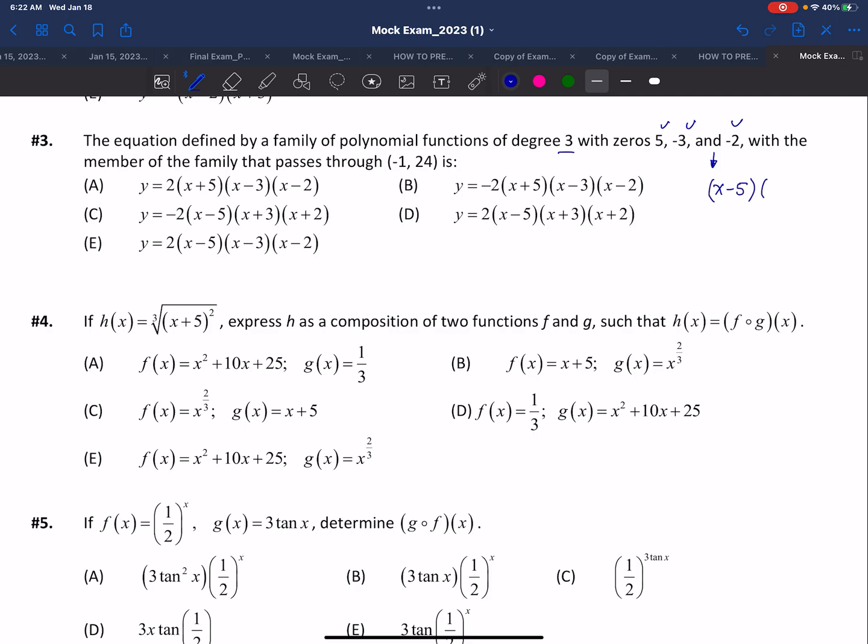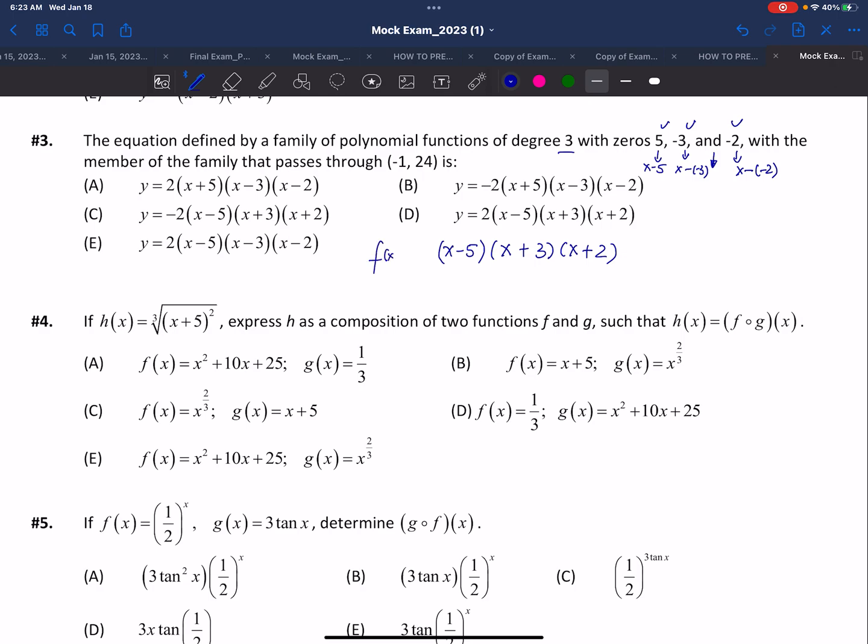So x minus 5 will be the first factor here. And the second one will derive from the second root, which is x minus negative 3 or x plus 3. And the last one is x minus negative 2. So the factors will be x minus 5. I'm going to write them down here. And then x plus 3. And then x plus 2. So these would be the 3 factors of this polynomial function.